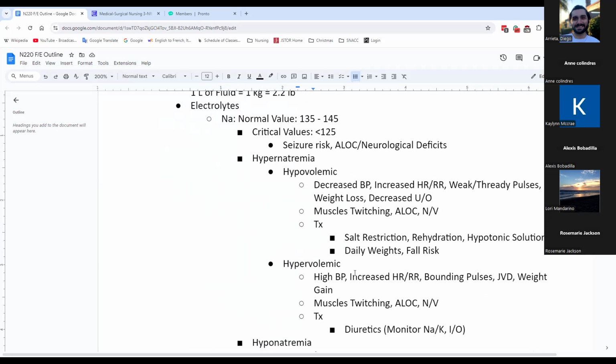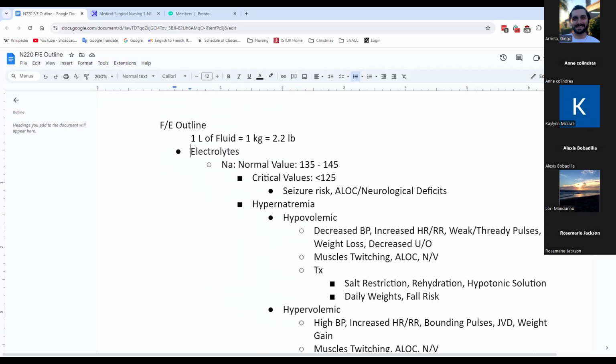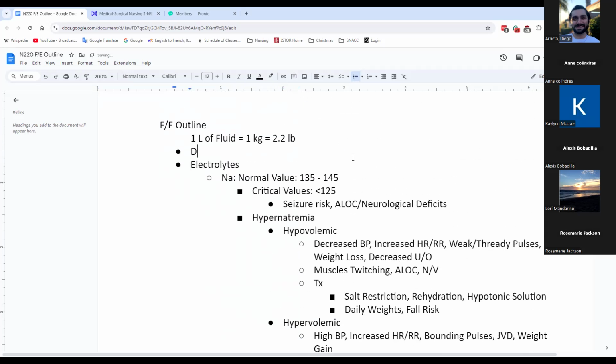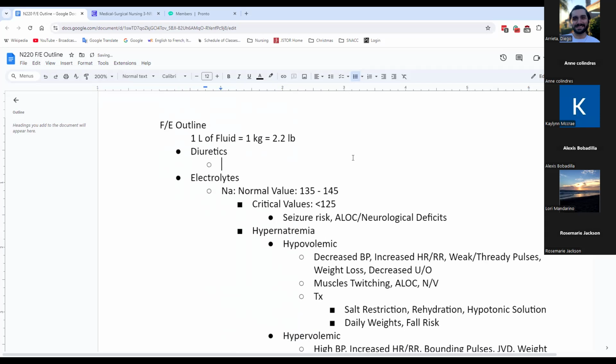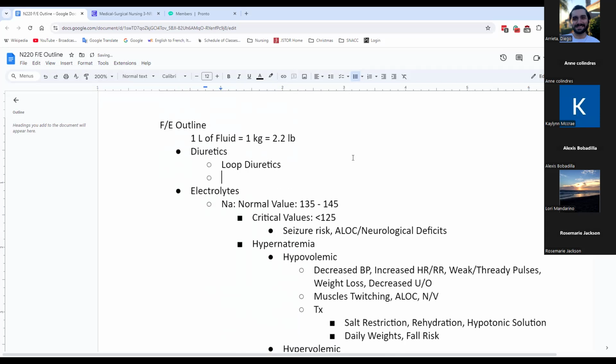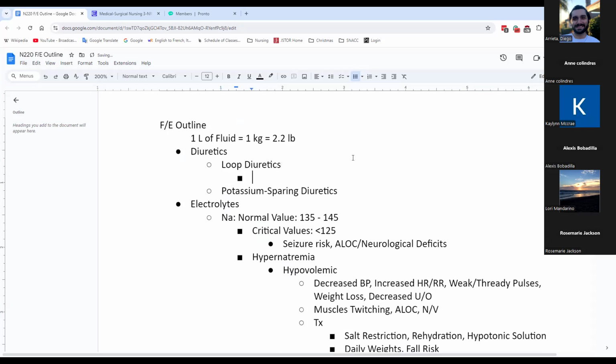Okay. So maybe I'll have a little section where we just talk about diuretics right here. So let's go over your loop diuretics as well as your potassium sparing diuretics. So what are some examples of loop diuretics?